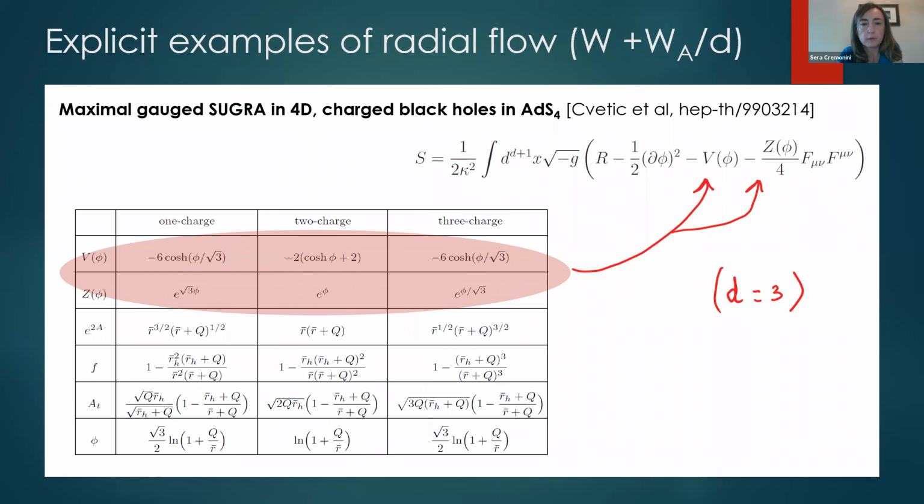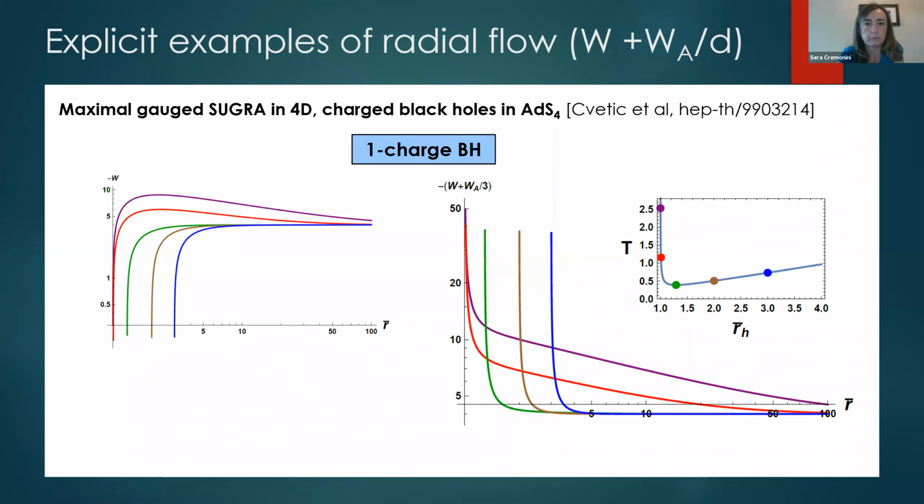Okay, so we looked at a few examples in 4D and 5D. These are charged black hole solutions that were found long ago by Miriam and collaborators. It's a famous paper, charged black holes in AdS4 from maximal gauged supergravity. The details are not important. The main point is you have some scalar potential. You have simple exponential terms for Z, and depending on how you choose them, you can get solutions with multiple charges. Okay, so here are some plots.